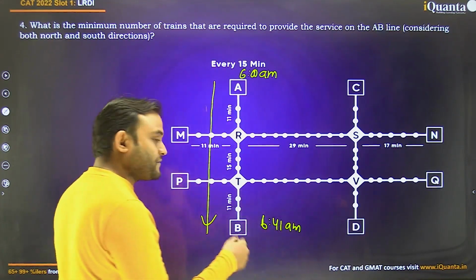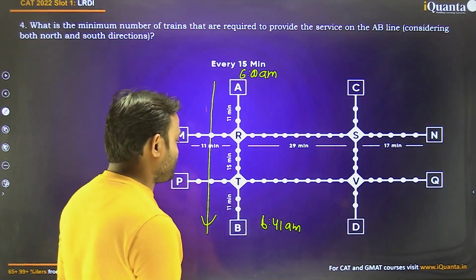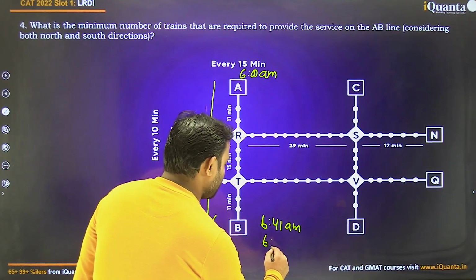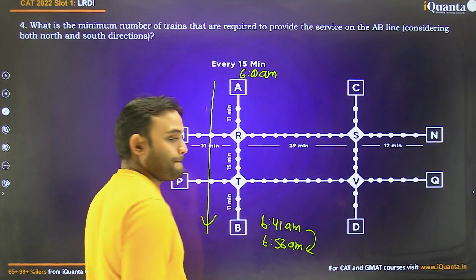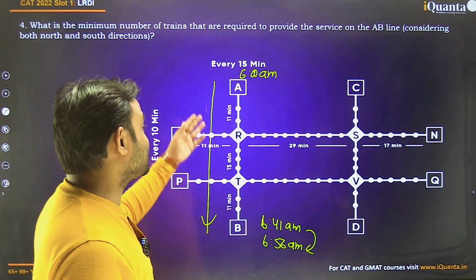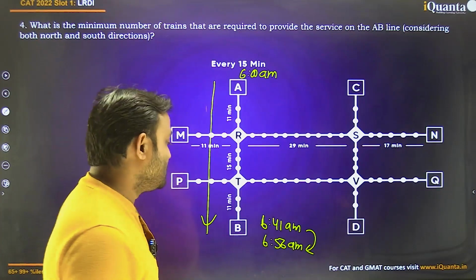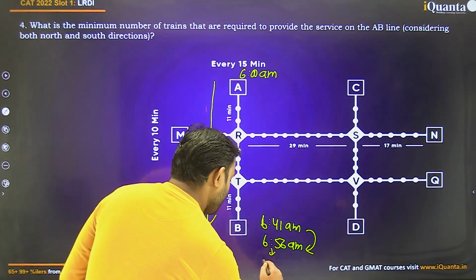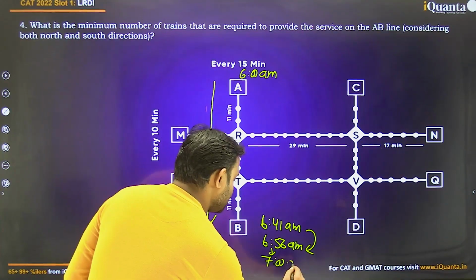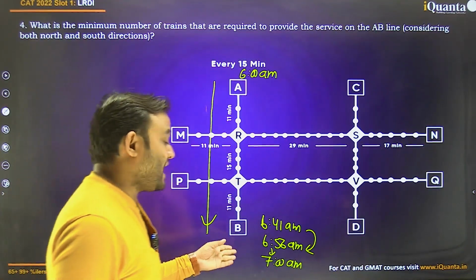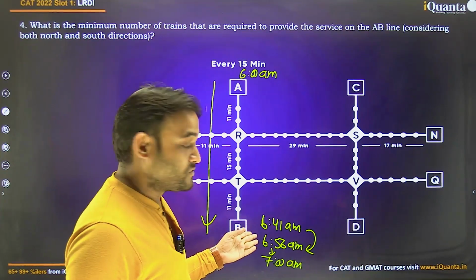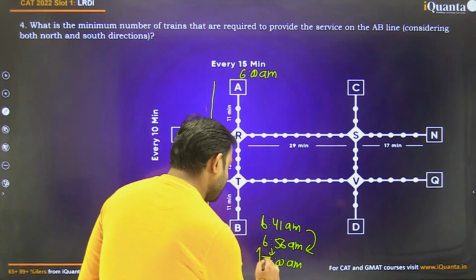And there is a break of 15 minutes. She will be ready to leave at 6:56 a.m. But we know that a train is leaving after every 15 minutes. So this train can leave at 7 o'clock in the morning. But before that, what will happen to B? This train is ready to go at 7 a.m.